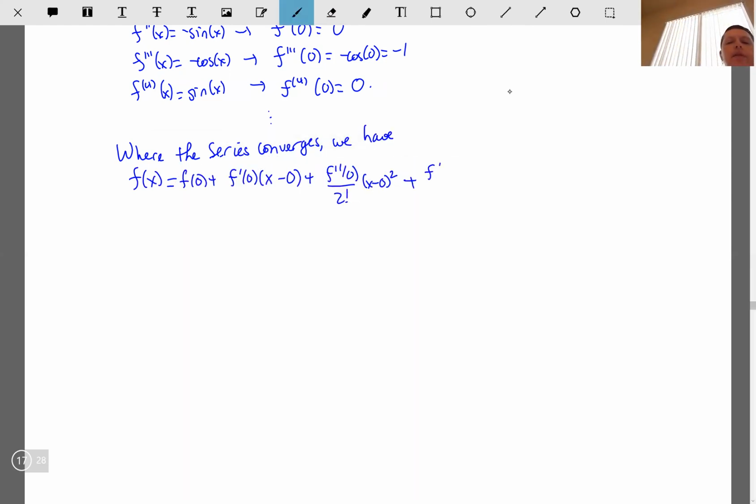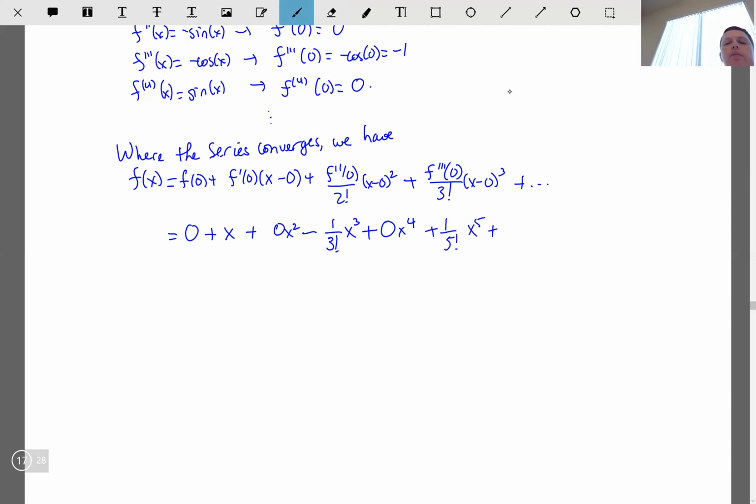Plus the third derivative over 3 factorial times x minus 0 cubed, etc. So I have 0 plus x plus 1 over 2 factorial times 0. Well, basically that's 0. Minus 1 over 3 factorial x cubed plus 0 x to the fourth. And then if we did another derivative, we'd get 1 over 5 factorial x to the fifth plus 0, dot dot dot.